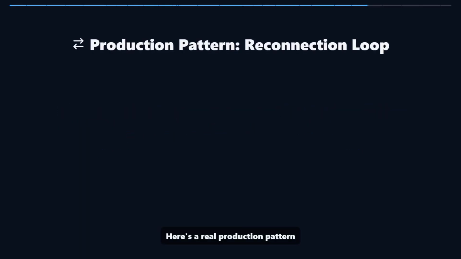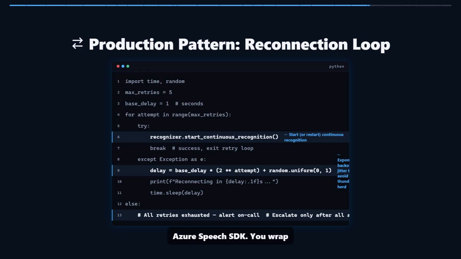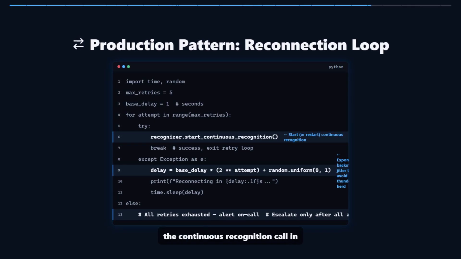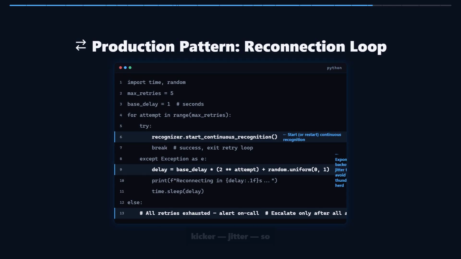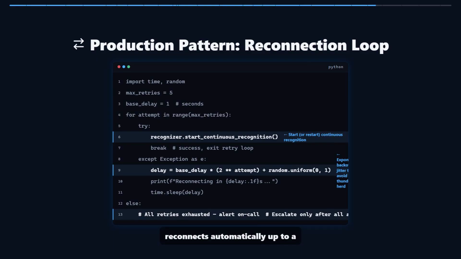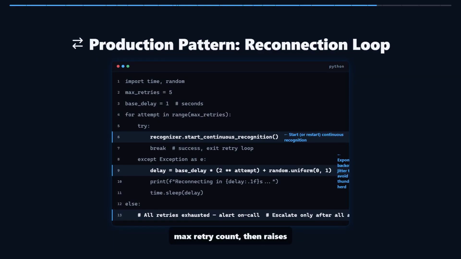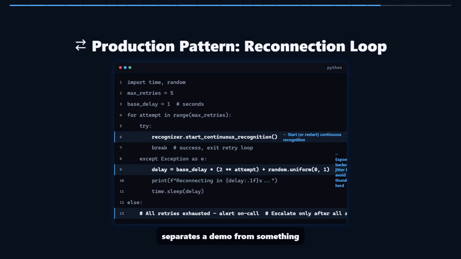Here's a real production pattern for handling disconnects with the Azure Speech SDK. You wrap the continuous recognition call in a retry loop that applies exponential backoff plus a random kicker, jitter, so all your sessions don't hammer the service at once. It reconnects automatically up to a max retry count, then raises an alert so a human can step in. This is the kind of resilience that separates a demo from something you'd actually run in production.